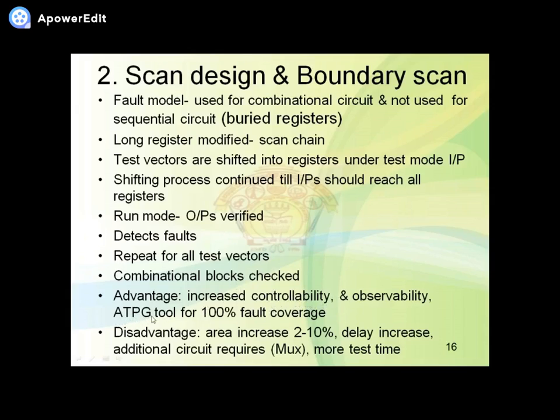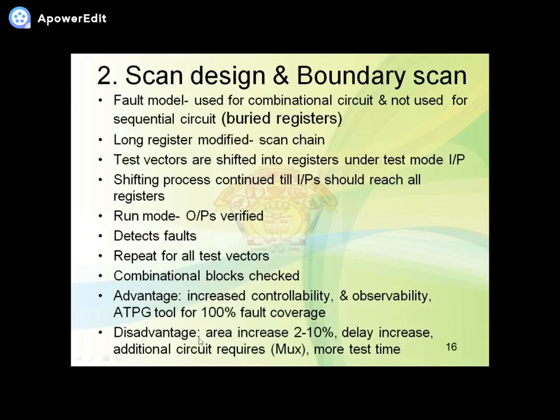So ATPG, automatic test pattern generator, will generate all the test patterns for different faults. Different test patterns will be generated, and all types of faults will be tested. All the test cases will be generated and repeated for all types of faults, so that faults will be covered 100%. So 100% fault coverage will be achieved by using this method.